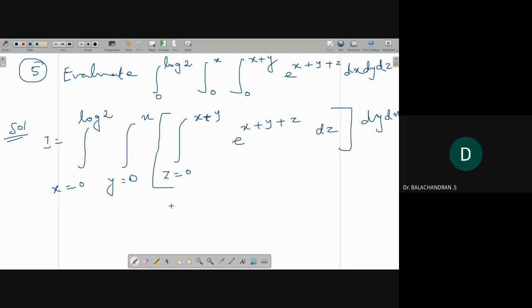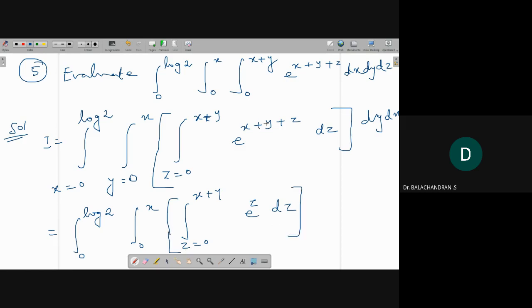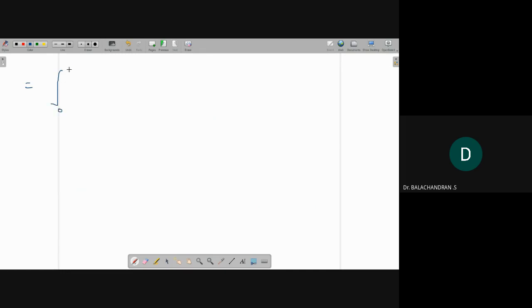Next I will write 0 to log 2, 0 to x, and z equal to 0 to x plus y. We are going to integrate with respect to z, that's why I'll keep only the z term here. The remaining term you can write as e power x plus y into e power z. So I will write e power x plus y here. Concentrate only on this box: if you integrate e power z, you'll get e power z, with limit from z equal to 0 to x plus y.